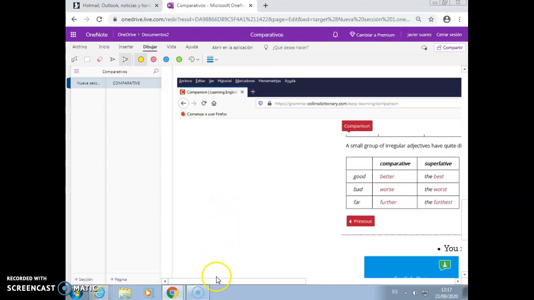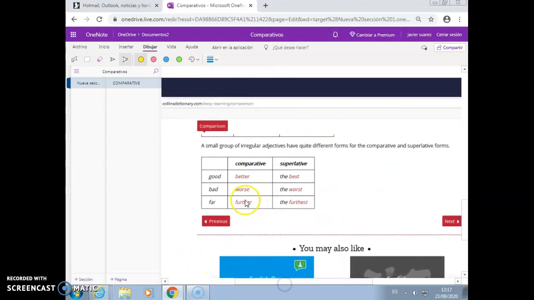And to finish, let's remember that some adjectives in English have a different form to make the comparison, such as, for example, these adjectives we have here. For good, we say better as a comparison. For bad, we say worse as a comparison. And for far, we say further as a comparison.